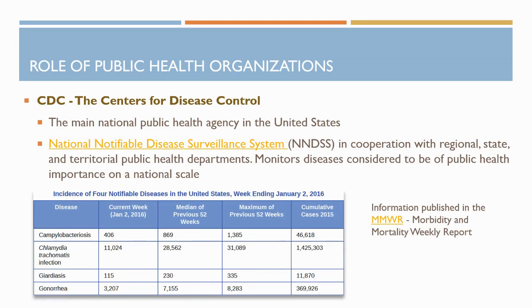So we have a number of public health organizations within the U.S. The Centers for Disease Control is the main national public health agency, and they maintain an inventory of contagious or communicable diseases. These are on the National Notifiable Disease Surveillance System, and regional, state, territorial, and local public health departments report to this system for certain highly contagious or highly pathogenic diseases to monitor their spread, the epidemiology of those, and to try to bring any outbreaks under control.